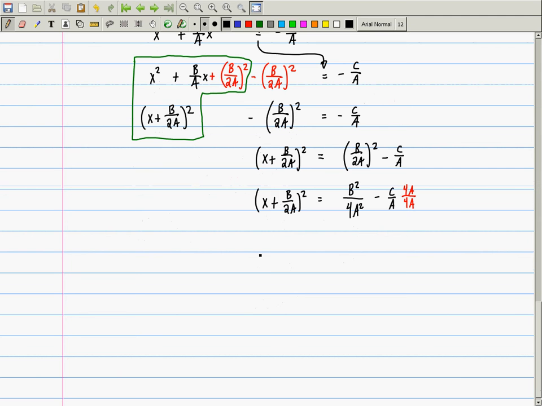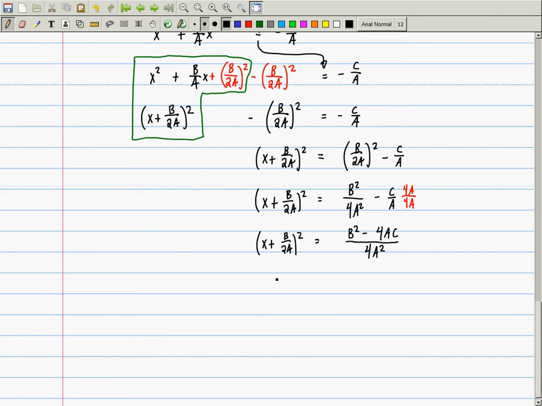All right. So then x plus b over 2a squared, we're just ignoring that for a moment. So now it'll be b squared minus 4ac over 4a squared. Okay? So now we have a common denominator on the right-hand side. Okay, and this is particularly convenient for what we're about to do. Excellent.